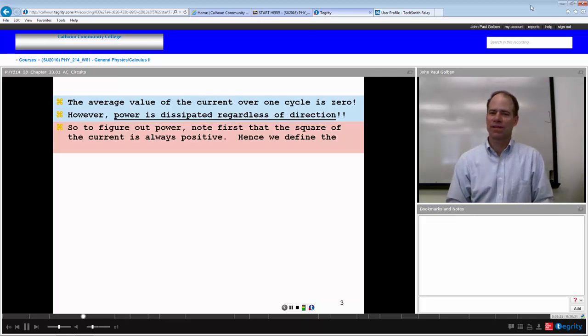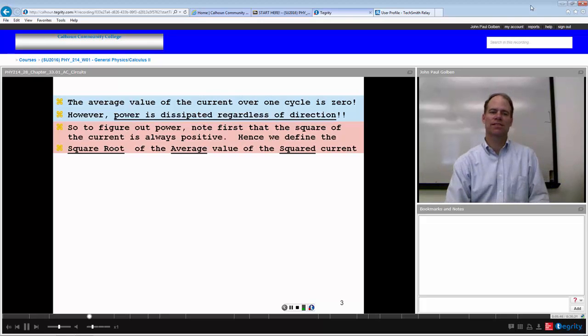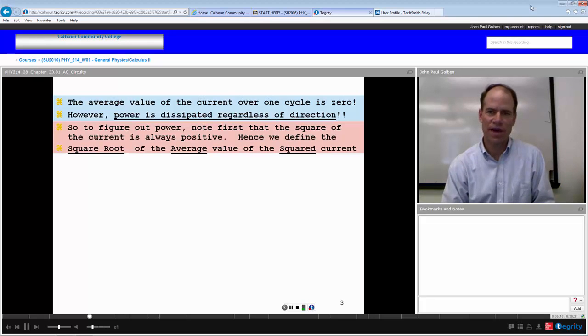Then we're feeling kind of guilty about squaring the current in the first place, and so once we square the current and average that, we're going to mitigate our initial squaring by then taking the square root. We're still going to end up with something finite, non-zero, that represents the current. Good. So what we're going to do is take the square root of the average value of the squared current.